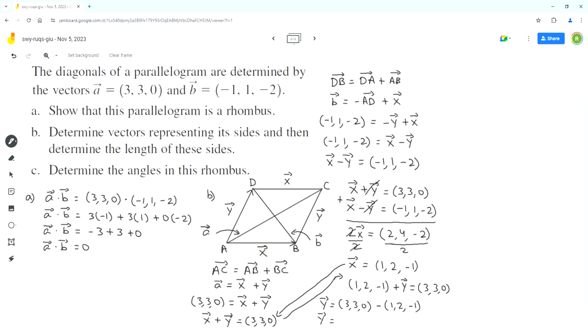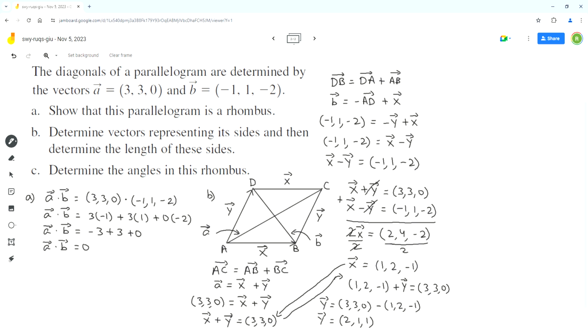And now we can subtract these two vectors. So we'll subtract their x, y, and z components. 3 minus 1 is 2, 3 minus 2 is 1, and 0 minus negative 1 is positive 1. So this is vector y, and it represents sides AD and BC in this rhombus.